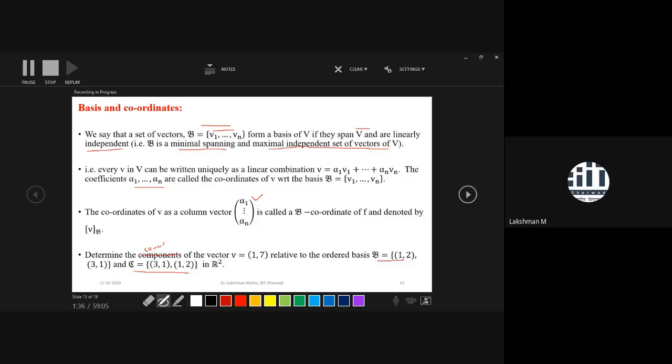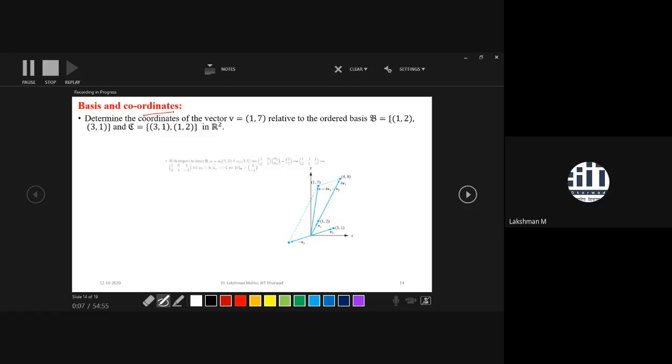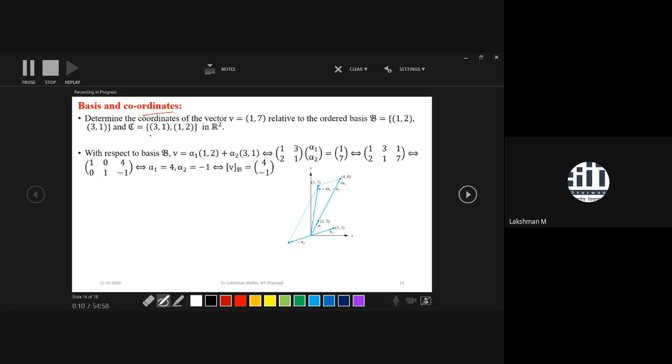These two, b and c, you can easily say are linearly independent, so they definitely form a basis of R2. So how can you represent a given vector with respect to these two bases? The same question I have written here. First we will represent (1, 7) with respect to the first basis beta.